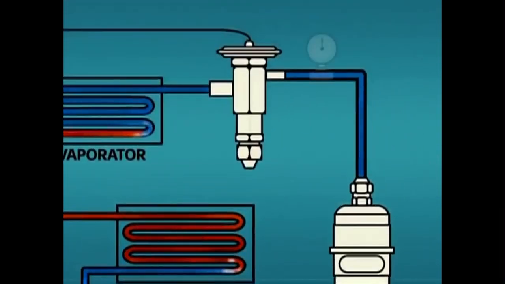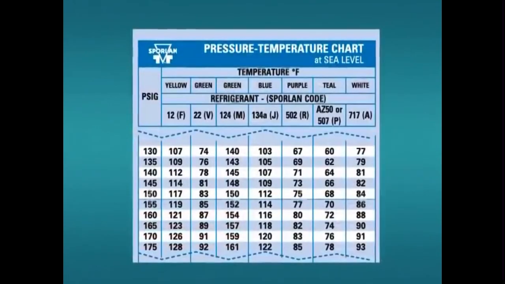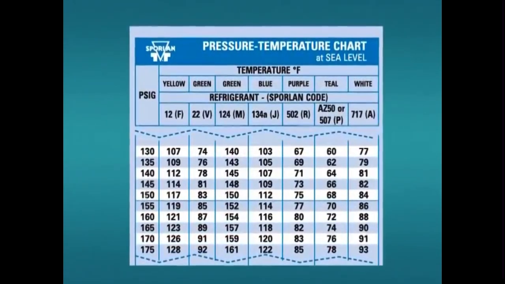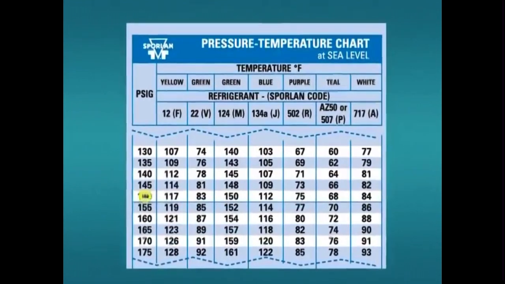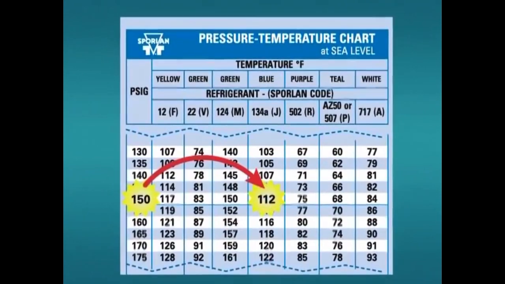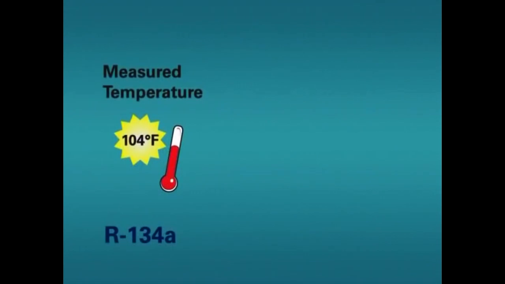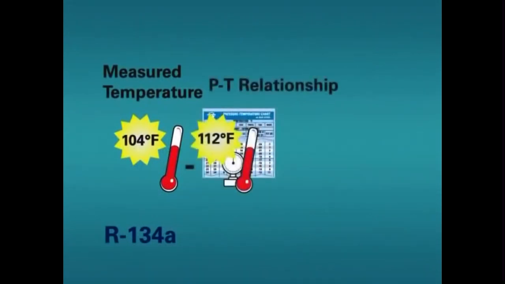As another example, let's take readings at the TEV inlet. Our pressure gauge reads 150 psig, and our measured temperature is 104 degrees Fahrenheit. To calculate our subcooling, we again reference our PT card. 150 psig on the PT card indicates a temperature of 112 degrees Fahrenheit. The difference between 112 degrees Fahrenheit and 104 degrees Fahrenheit is 8 degrees Fahrenheit.